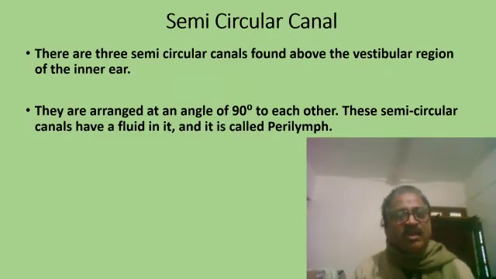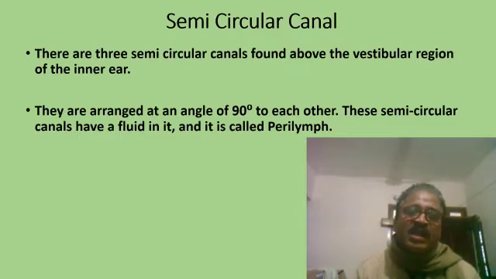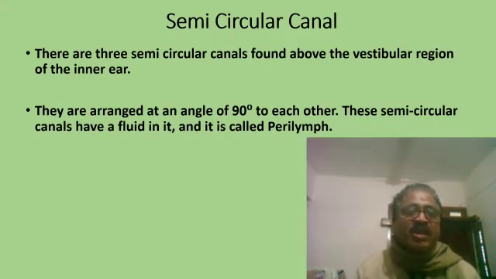One of the parts of the inner ear or labyrinth is the semicircular canals. There are three semicircular canals found above the vestibular region of the inner ear. They are arranged at an angle of 90 degrees to each other. These semicircular canals have a fluid in it and it is called perilymph.